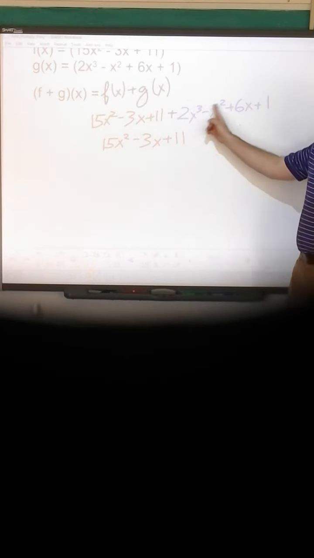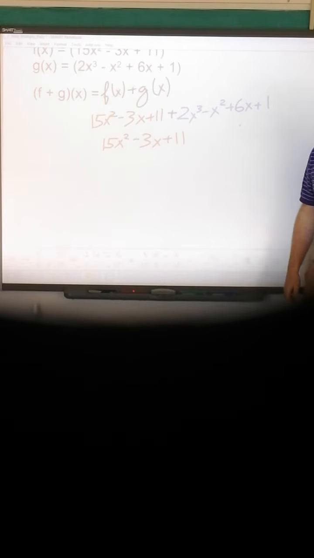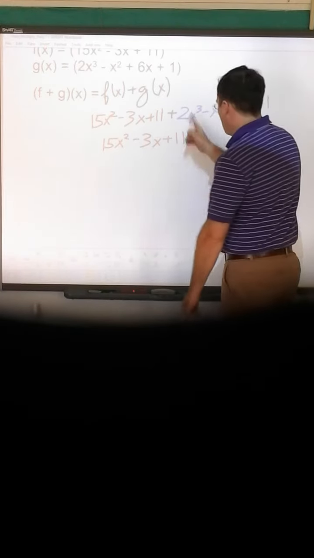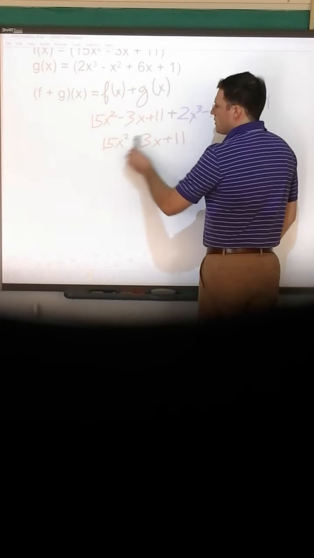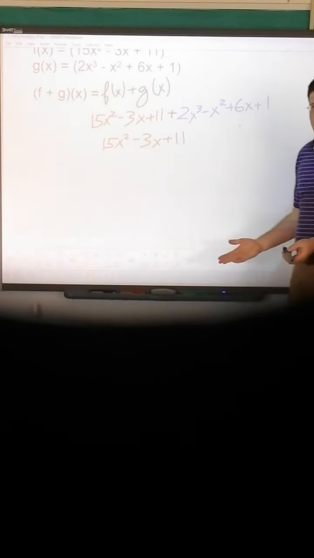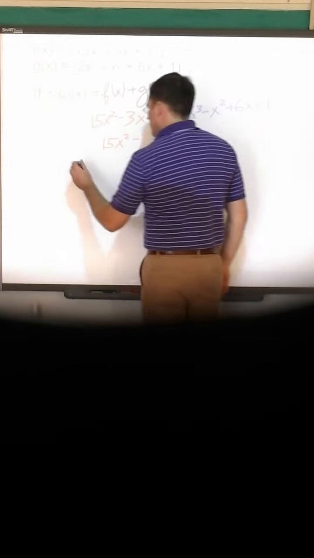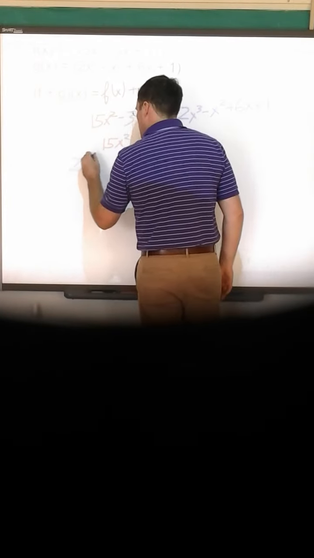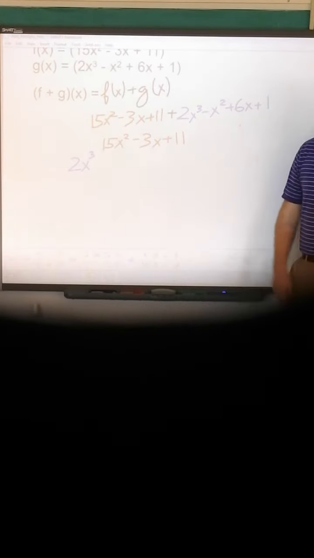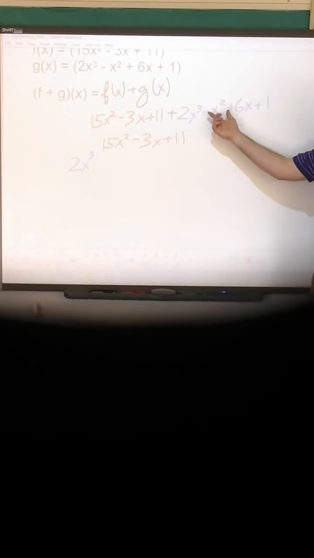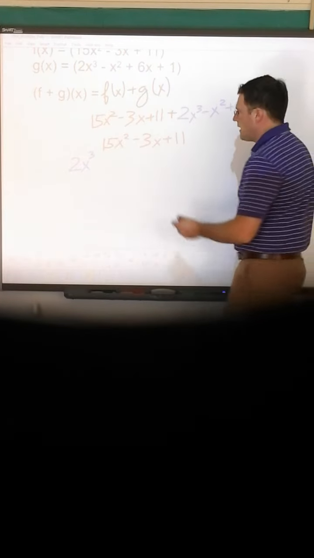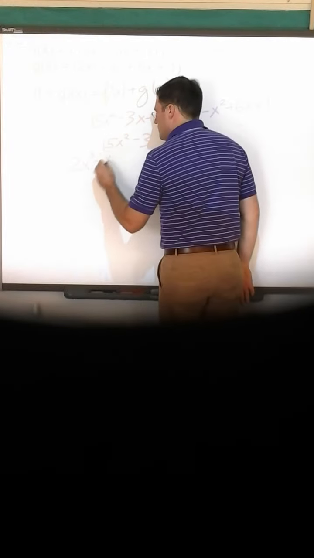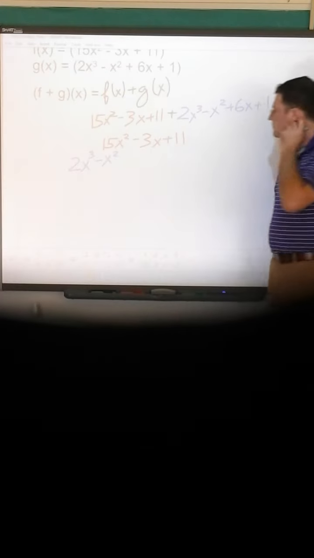Now I'm going to make sure I line up the variables by their degree. Okay, we talked about degree in class. So I have 2x to the third. Well, there's no x to the third over here, so there's no like term on top of it. So I'm just going to put 2x to the third by itself right there. Okay. Well, I have minus x squared. Well, there's a 15x squared right there, so I'm going to line up this minus x squared underneath the 15x squared. Okay?